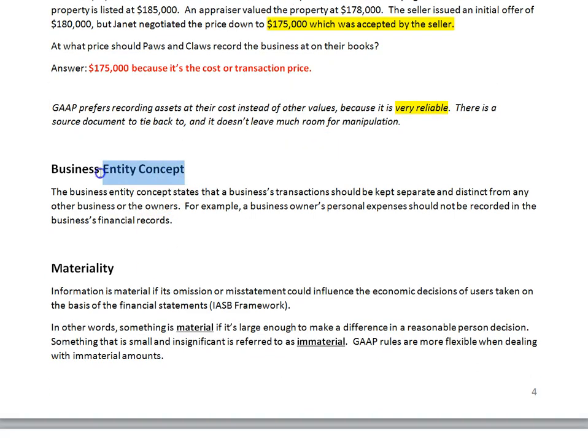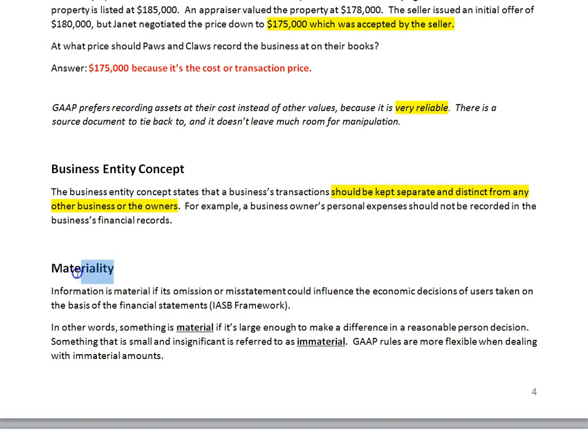Alright, business entity is also a pretty simple one. The business entity concept states that a business's transactions should be kept separate and distinct from any other business or the owners. For example, a business owner's personal expenses should not be recorded in the business's financial records. So the business is its own separate economic entity. Only transactions that affect the business should go in its records.